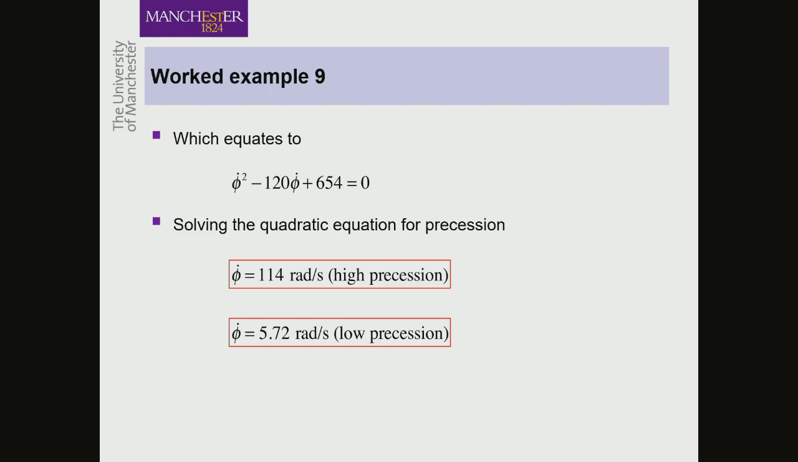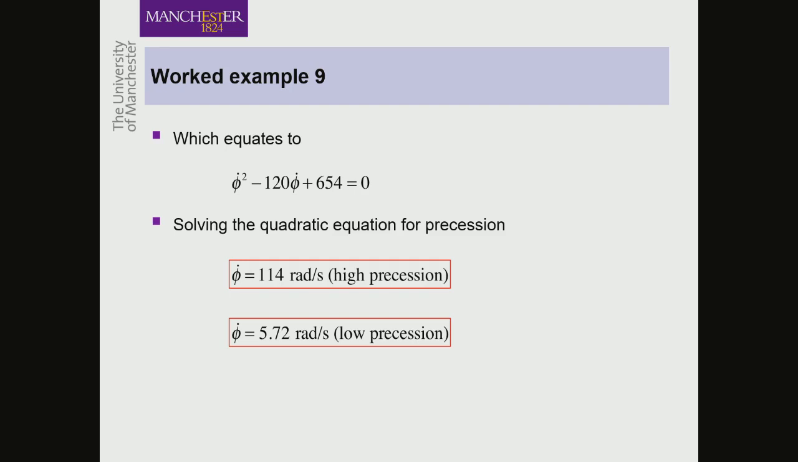So it will be even higher than the spin itself. If it were spinning at 114 radians per second, it would be even higher than the spin. Yes, it's spinning at 100 radians per second. Right. So this 5.72 is the more accurate value. Theoretically you can get those two results, but practically you would never achieve that high precession rate, I believe.